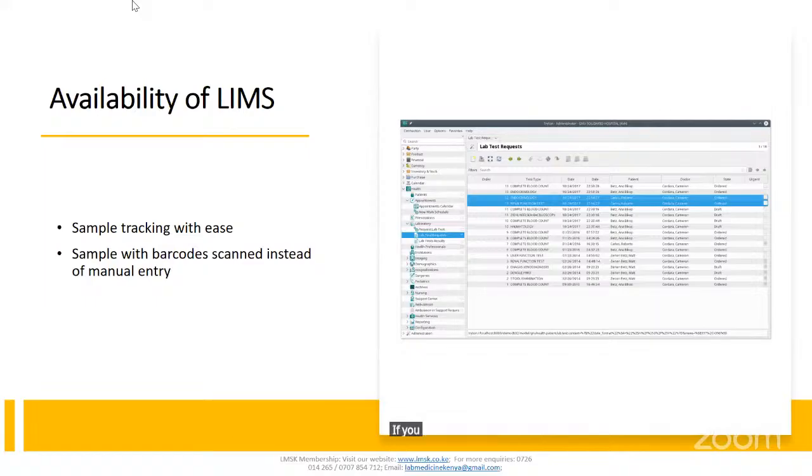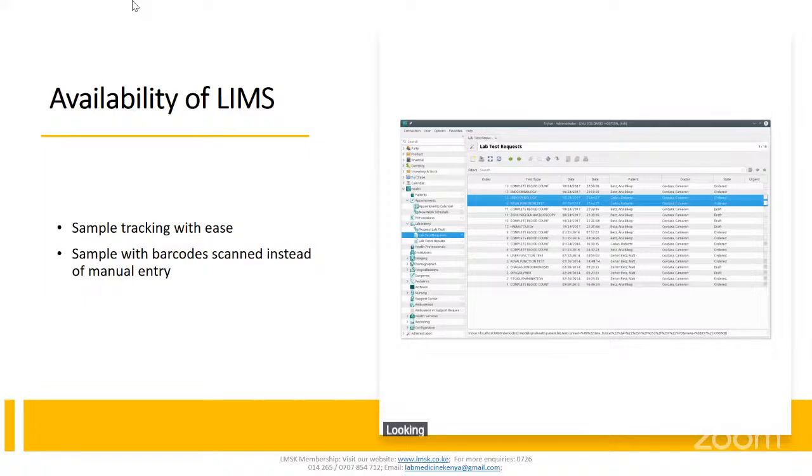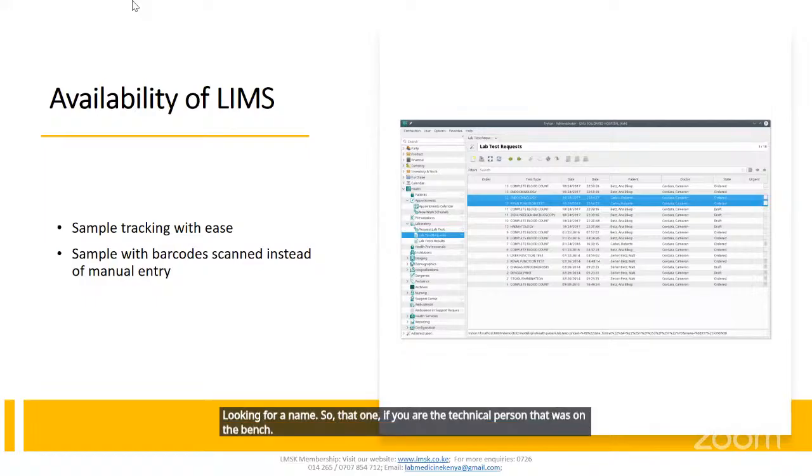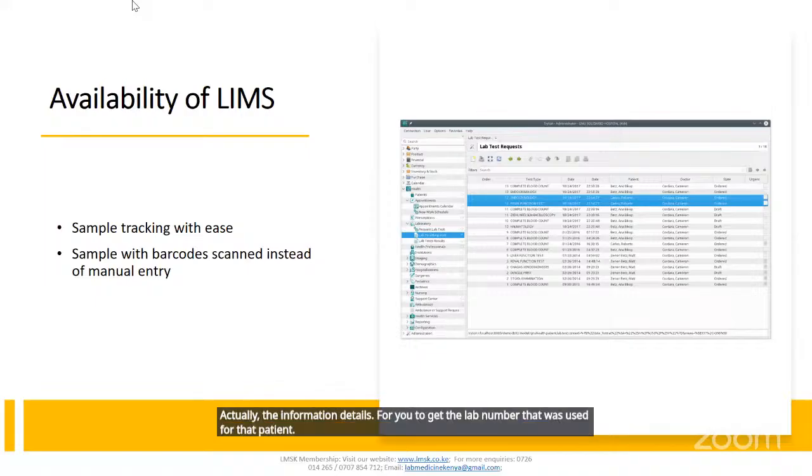If you don't have LIMS, you'll have to go look for that manual register that was being used in 2023 and start going through the register manually, looking for a name. So if you are the technical person on the bench and you still have to look for that particular report, the information details, to get the lab number that was used for that patient, it will take long.